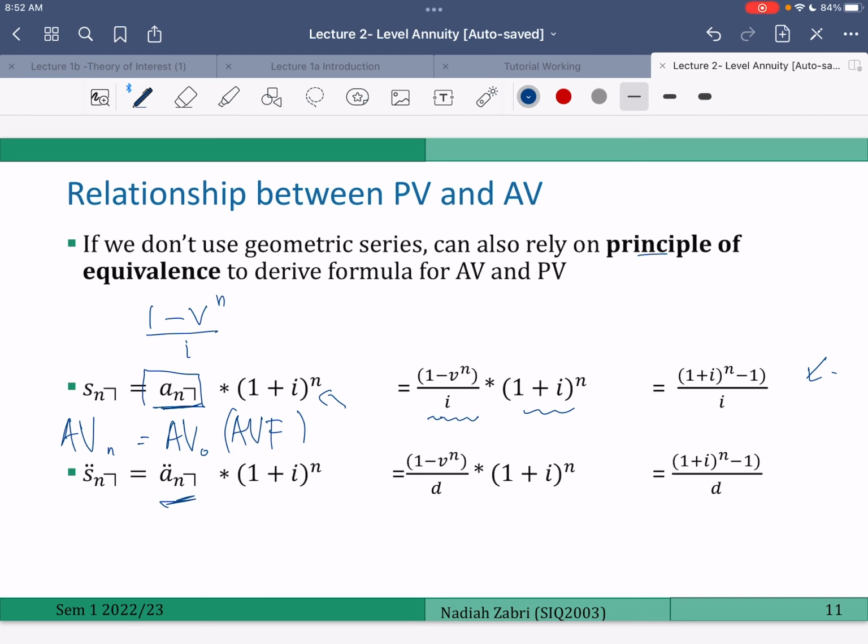So that's why sometimes, especially when you go to the more complex annuities, you don't need to memorize both formulas for present value and future value, because you just remember the present value and you can easily derive the future value. However, for S angle N and S double dot angle N, I suggest you memorize the formula right away, because it will be very convenient.